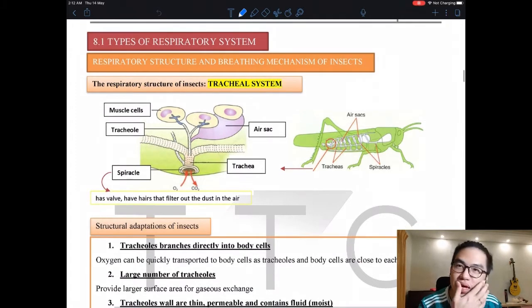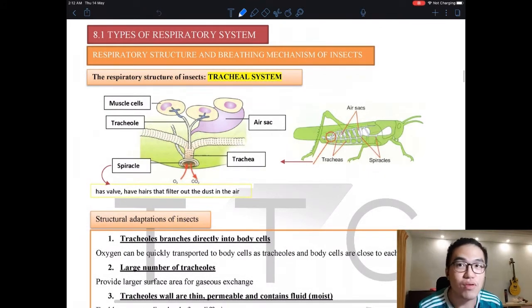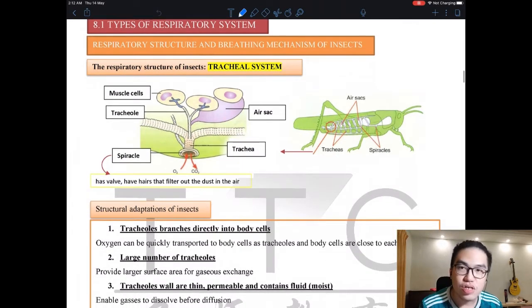All right, so tracheal system is not as good as our lungs, but it's better than bacteria, which does simple diffusion. So this is in insects. They don't use blood to carry oxygen. They go straight into the cells, not like us humans.